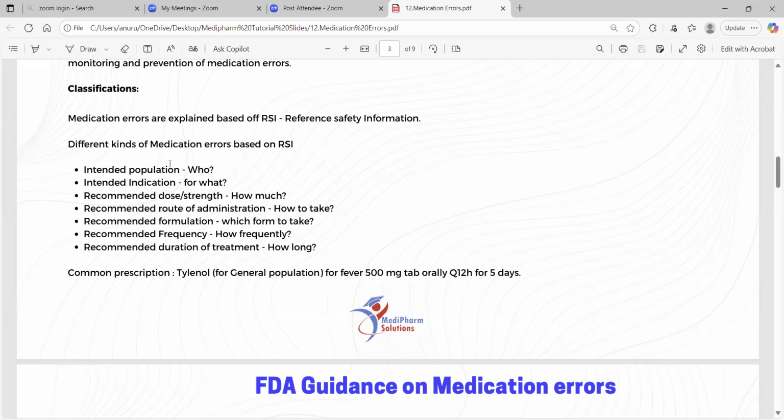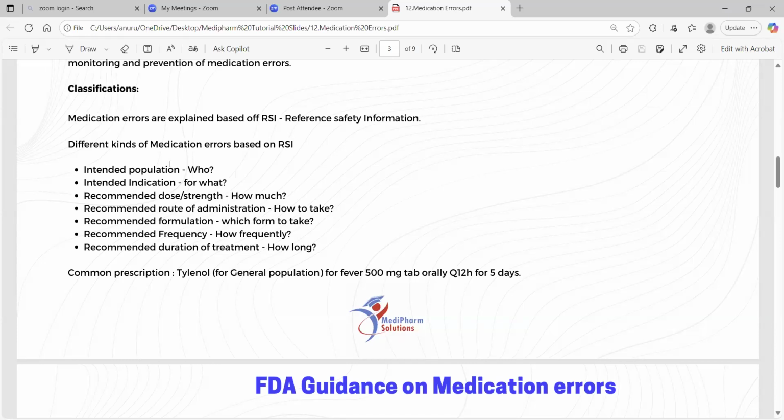Then recommended formulation. Certain medication you are supposed to take in tablet form, but you took it in a liquid form. So that can also become a medication error. Like you were not supposed to dissolve the tablet in water, but the patient by themselves dissolved it in the water and then took it. That can also become a medication error.